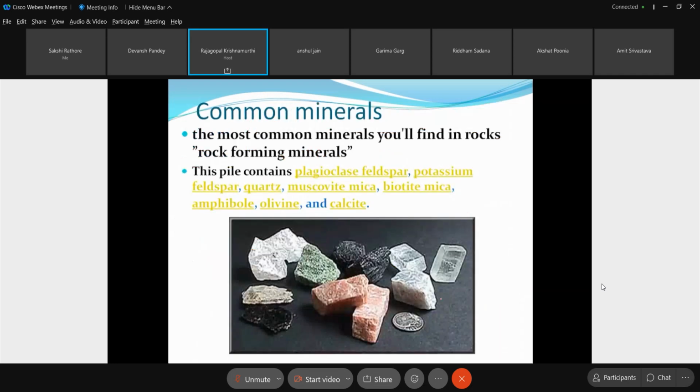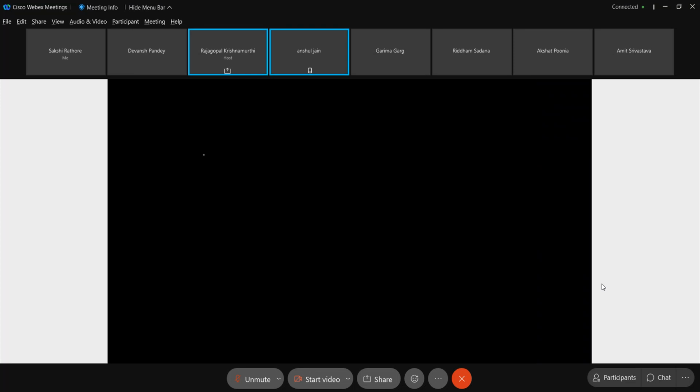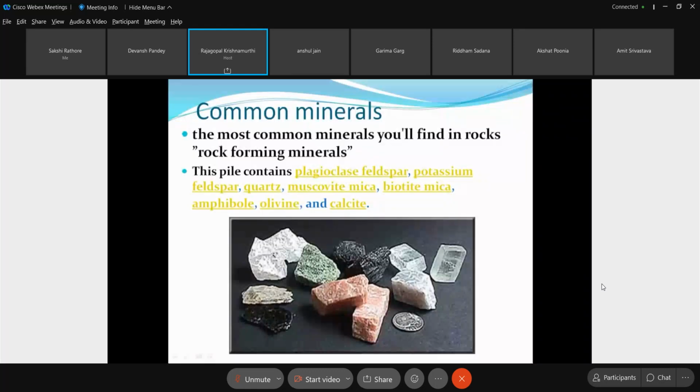Okay, so let us try to see some common minerals, because now let us go like a small story. I think you must have studied these things. Anshul? Yes, sir. Did you study about the rock forming minerals? Yes, sir. Are you seeing the PPT? What is written there? The most common minerals you will find in the rocks, the most rock forming minerals.